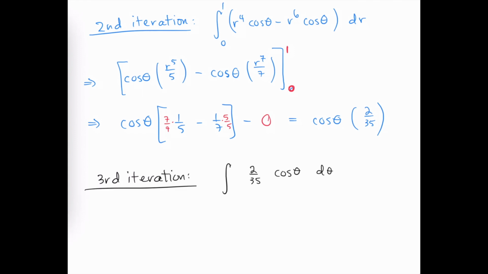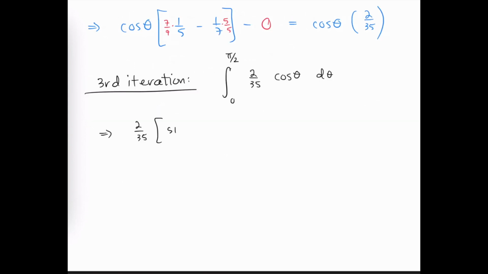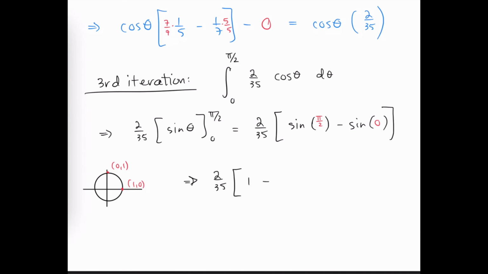And now we're integrating with respect to theta, and our limits of integration are from 0 to pi over 2. The antiderivative of cosine is sine, and then we apply those limits. First, we plug in the upper limit of pi over 2 into the antiderivative, and then 0. Sine of pi over 2 is 1, sine of 0 is 0, and so our final answer is just 2 over 35.